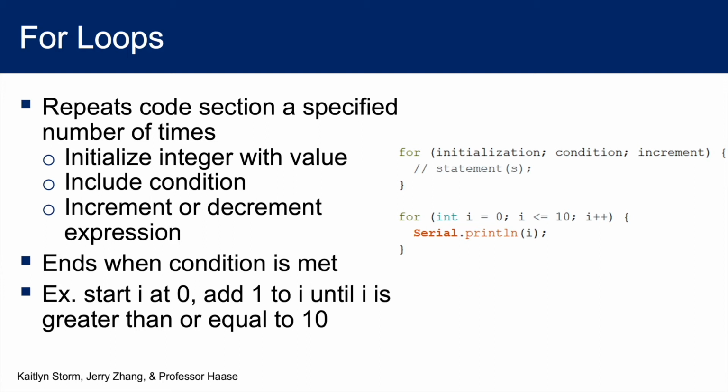Finally, we have the increment or decrement expression, which increases or decreases the starting variable across trials. Once the specified condition is met, the for loop ends. In this example, we start the integer i at 0, and we add 1 to it every time the code loops. So when i finally reaches or is higher than 10, the loop will end.